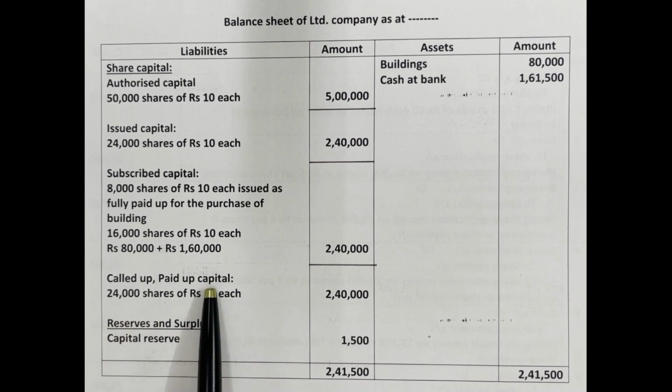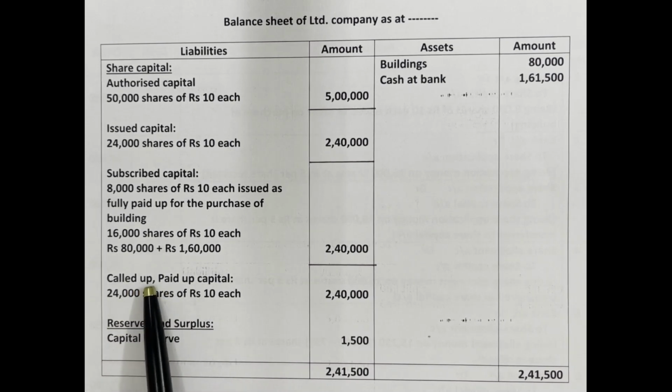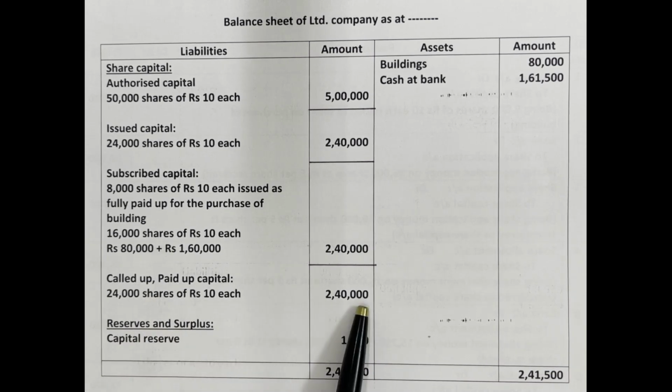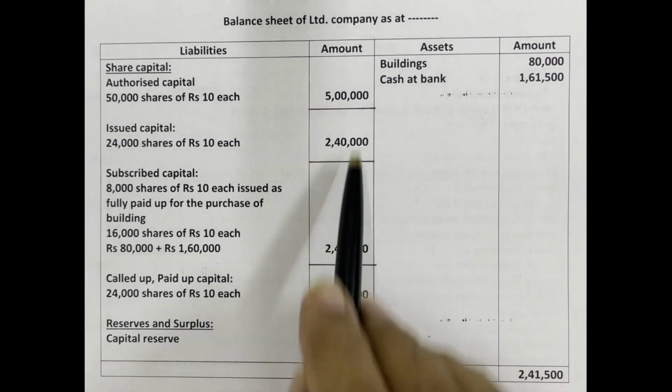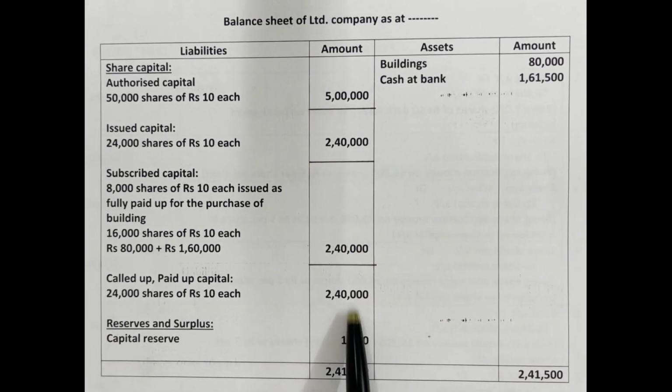Next, called up and paid up capitals. In present problem, company called all the installments in current year only. Therefore, called up capital is same, 2,40,000. Paid up capital is also same because finally there is no call in arrears here. Next, reserves and surplus. Under reserves and surplus, capital reserve balance 1500 we have to show. So liability side total, only these two amounts we should consider. Paid up capital and capital reserve amount, total 2,41,500.